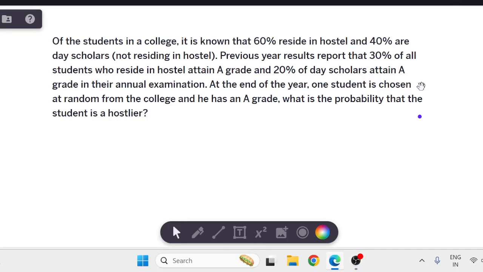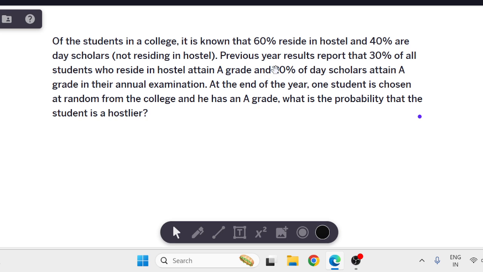The question is given: of the students in a college, it is known that 60% reside in a hostel and 40% are day scholars, not residing in hostel. Previous year, the results report that 30% of all students who reside in hostel, they are talking about the students who reside in hostel.